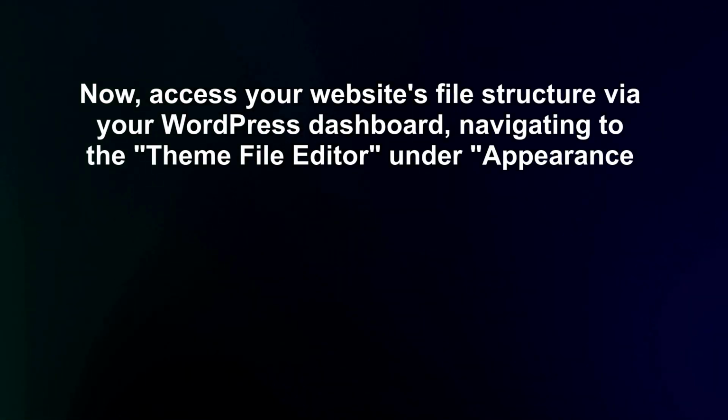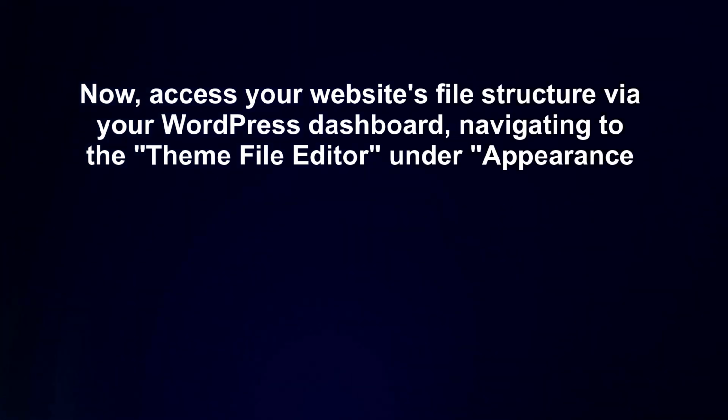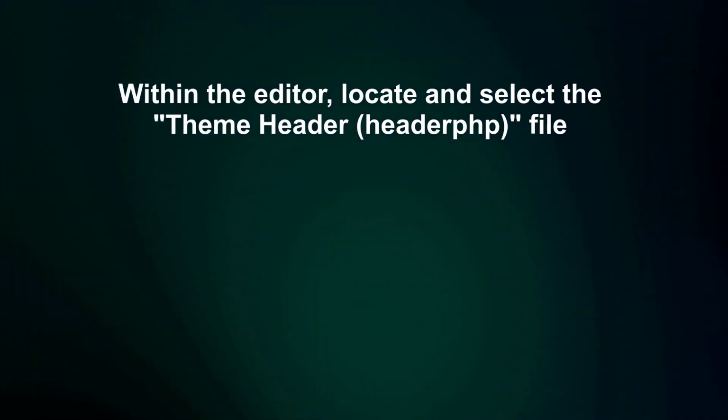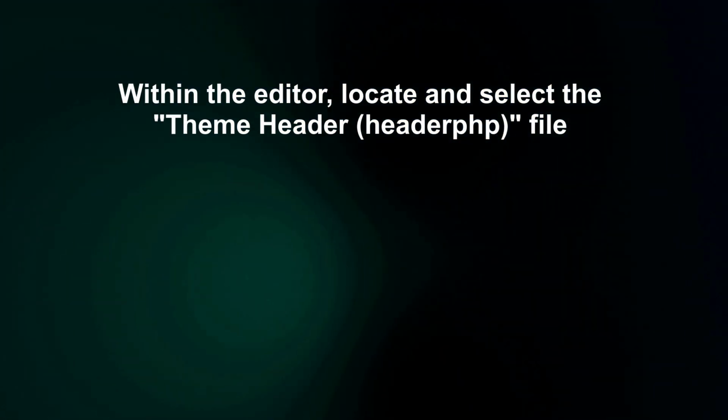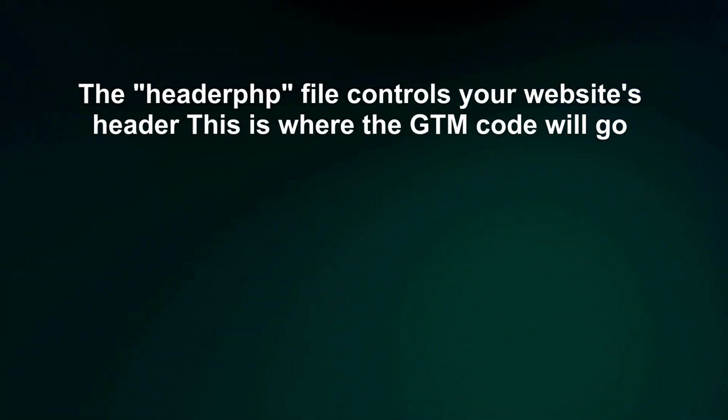Now, access your website's file structure via your WordPress dashboard, navigating to the theme file editor under Appearance. Within the editor, locate and select the theme header file. The header file controls your website's header. This is where the GTM code will go.